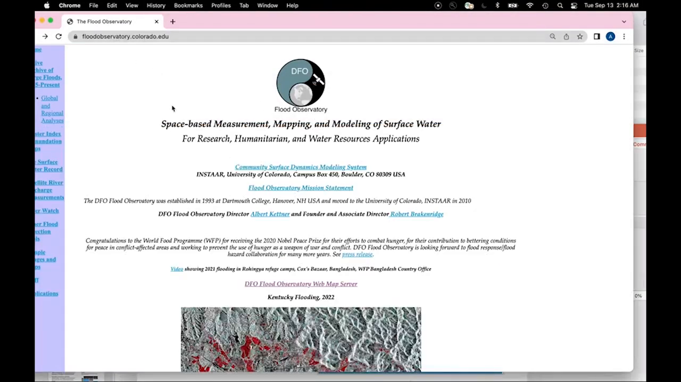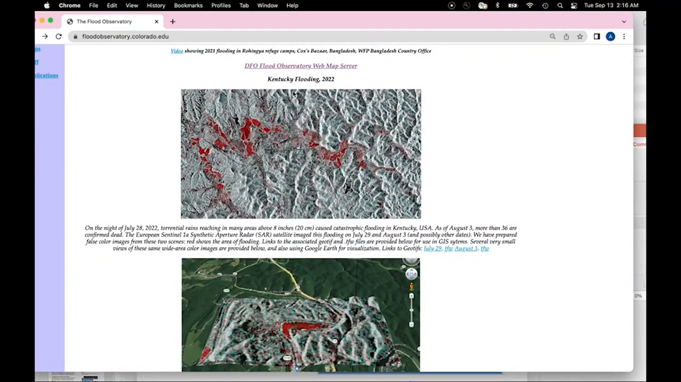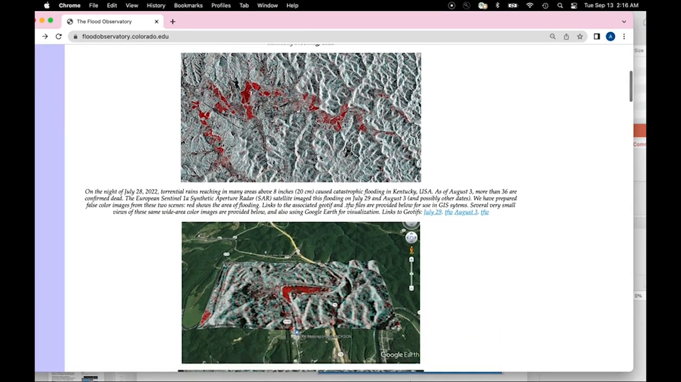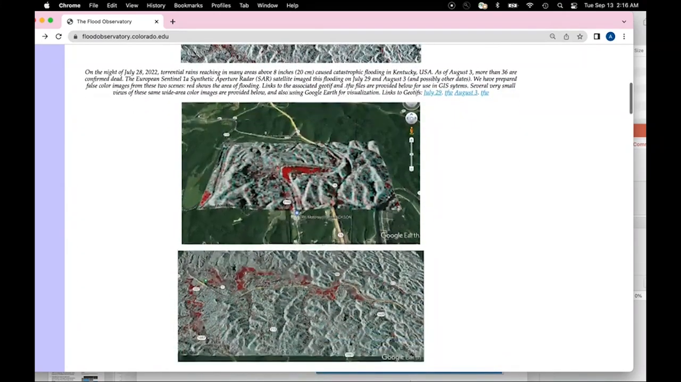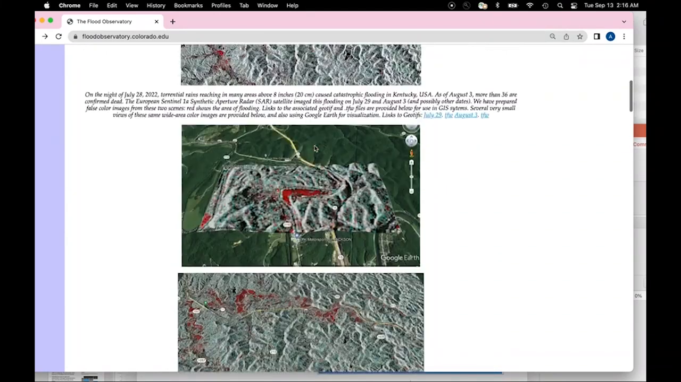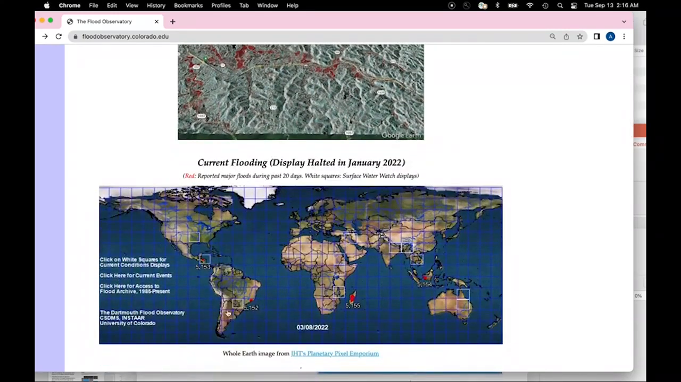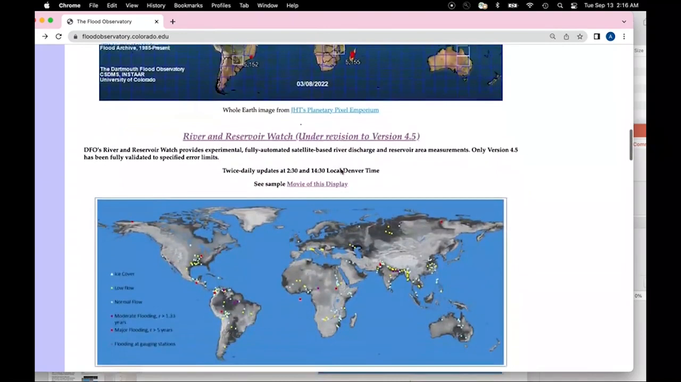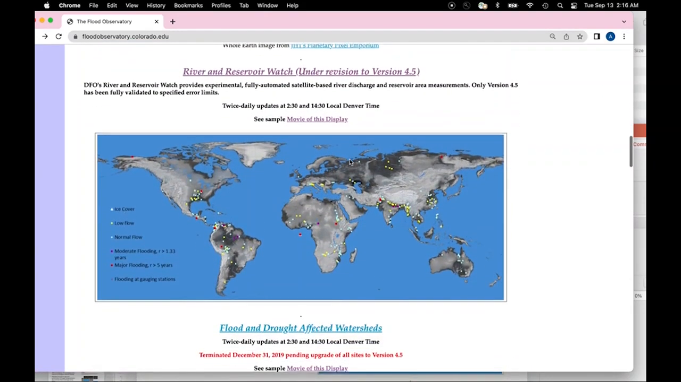If you go to the DFO website, you will see some flood maps. This one is for Kentucky flooding in 2022. These maps are based on SAR observations. It shows where there was heavy flooding going on. But the current flooding that used to be available here, based on MODIS again, that has been halted. But RiverWatch, which is under revision, is still available.